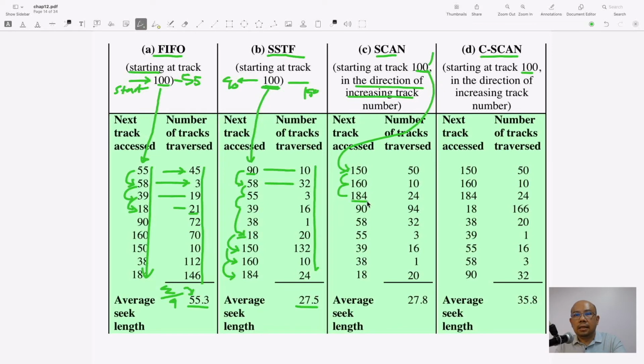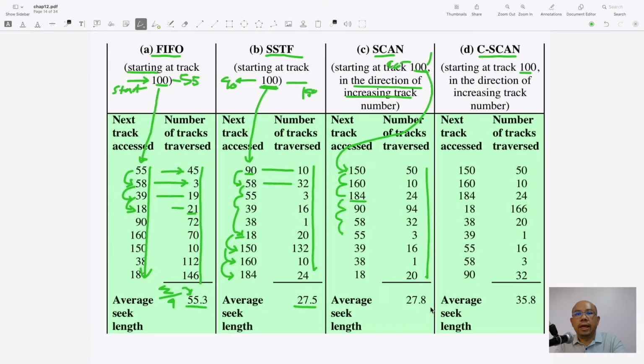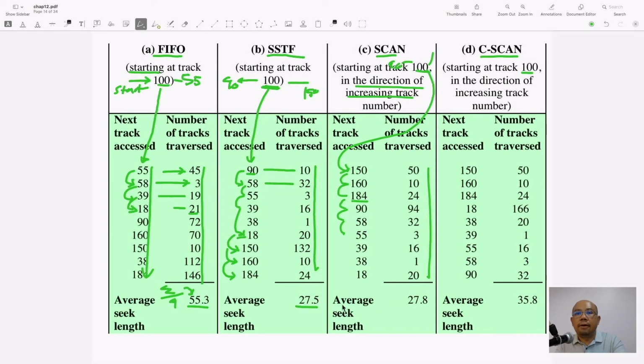This is the maximum location, and the head of the hard drive will move back, passing the 100 and then 90, 58, 55, until 18. Summary, the average is 27.8. It is over the shortest time first, but it can reduce the number of head movements of the hard disk.